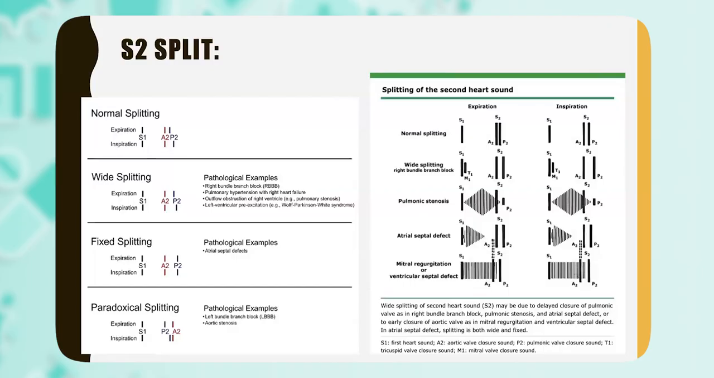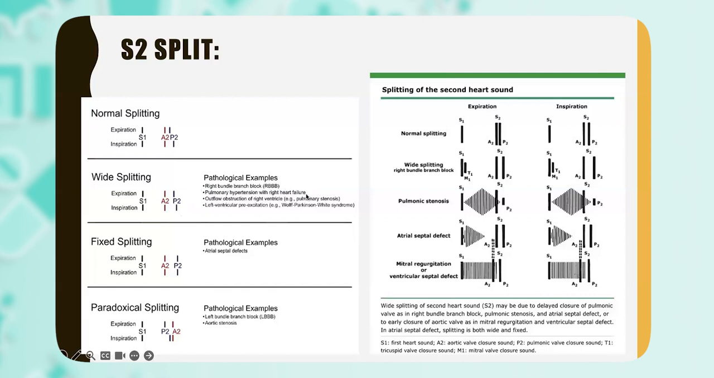So the pulmonary circulation allows a longer time of RV emptying, but our peripheral vascular resistance or systemic pressures are much higher. So aortic emptying is much faster, LV emptying is much faster. That is normal splitting. Wide splitting occurs anytime when the RV is even slower, like a right bundle branch block or pulmonary hypertension with right heart failure. Right heart failure means the RV cannot pump well, so it takes longer time.